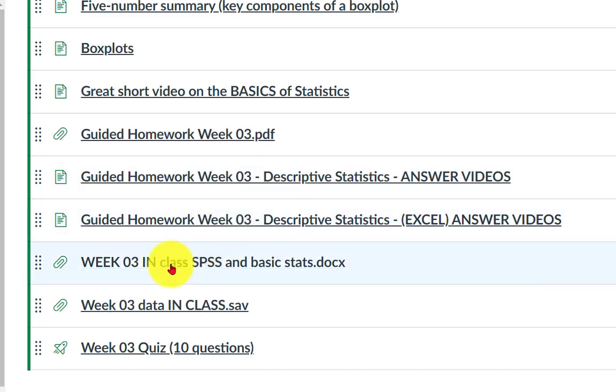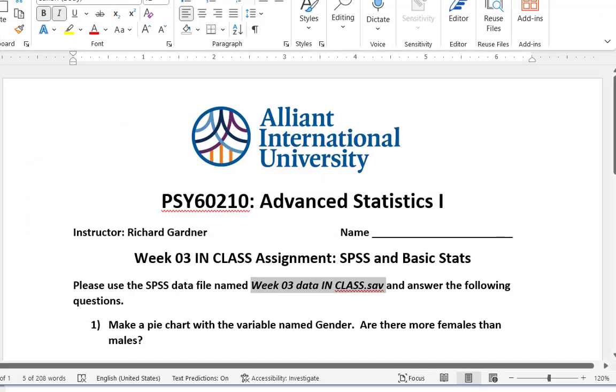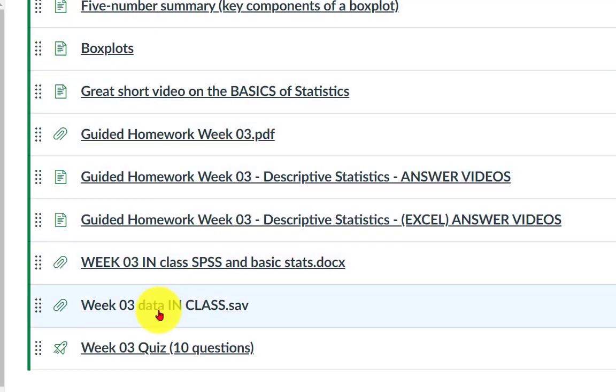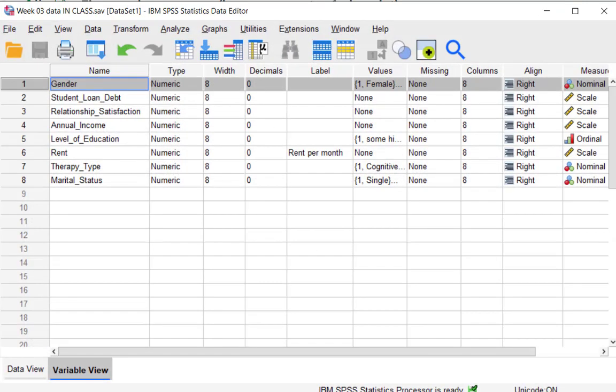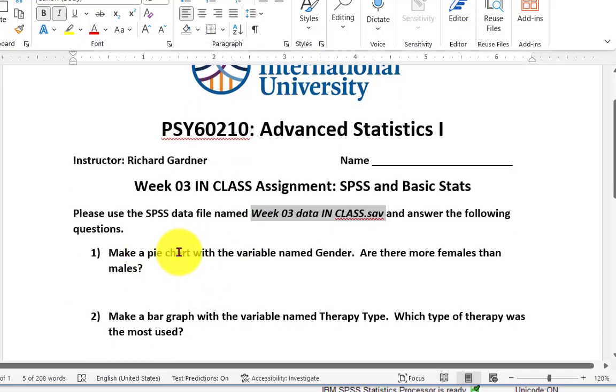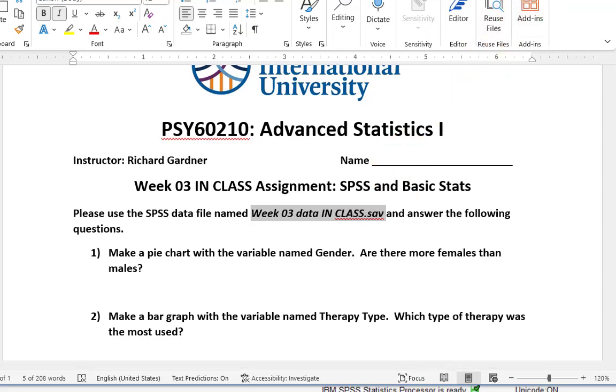So click on this one first, boom, and that takes you to the worksheet. And then click on this one second, boom. And this should open up the SPSS sheet. There it is. Okay, so we're ready to go. First question, let's find out what the first question is. Pie chart name gender. Are there more females than males?